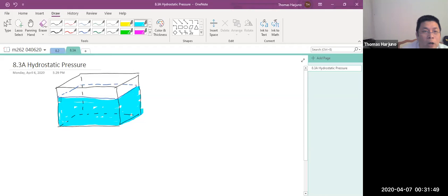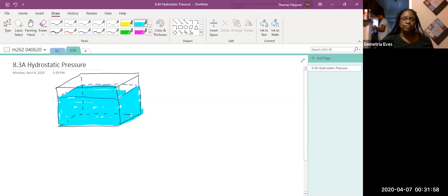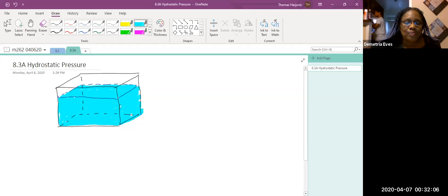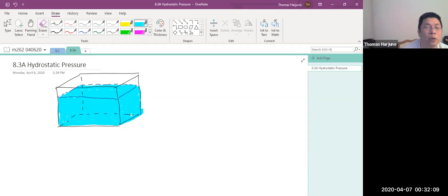Now we have water and we are interested in finding how much pressure is experienced at any point inside the water. The way we develop that will be as the following. First, let's take a look at the pressure. The formula for pressure in physics is equal to the amount of force applied on a certain area.